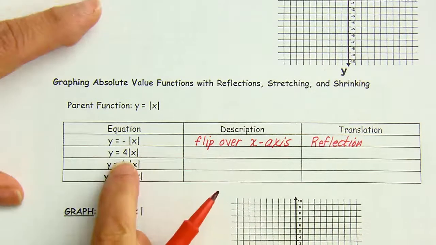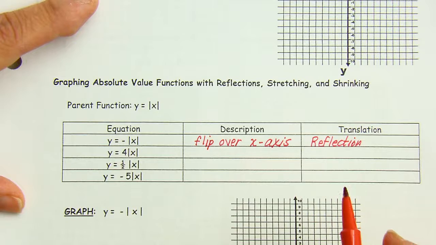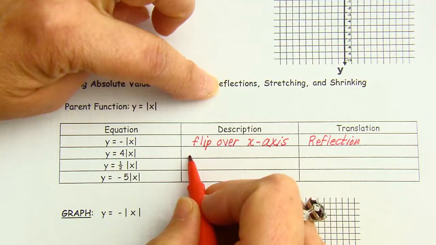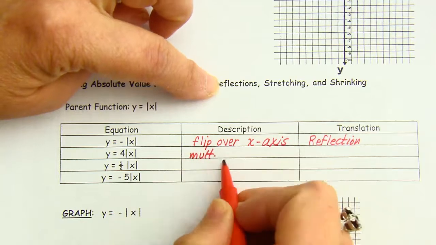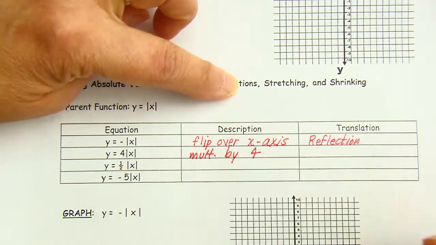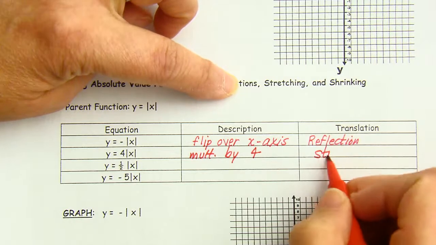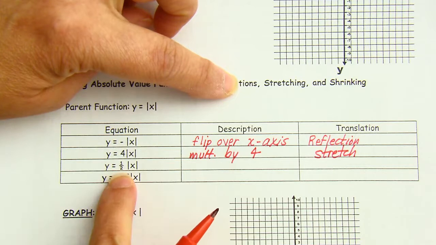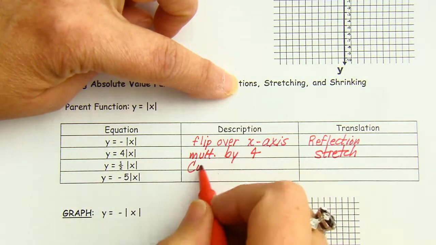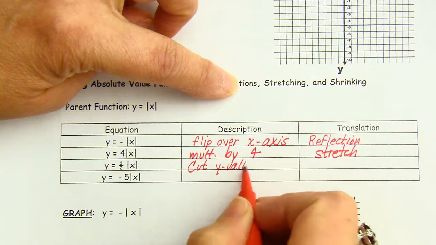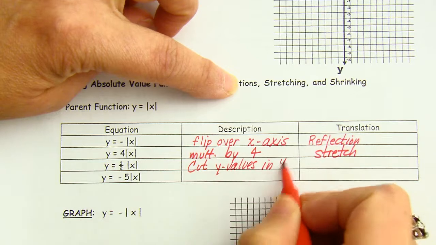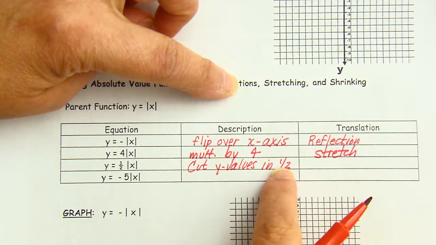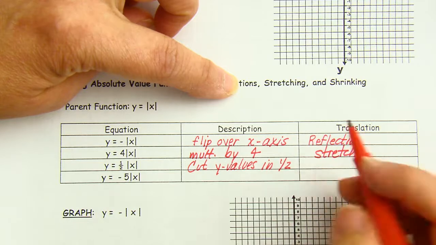When you multiply it by some number, you're stretching the graph. So in this case, our description here is we're going to multiply by 4. And it's going to stretch the graph. This, we're going to cut all the y values in half. This one here, you're going to multiply all the y values by 4. This one, you're going to multiply all the y values by half. That's called a shrink.